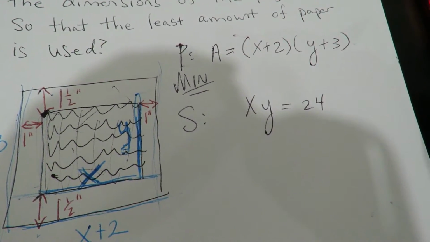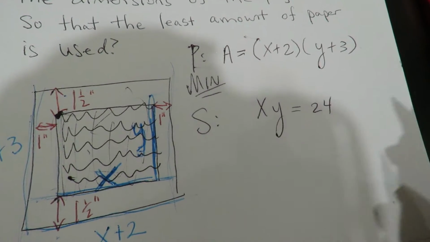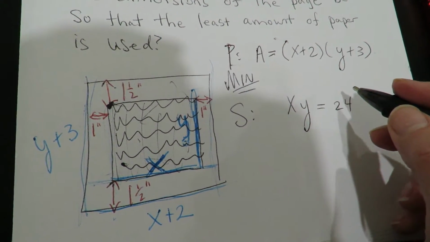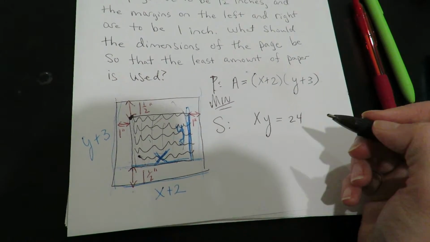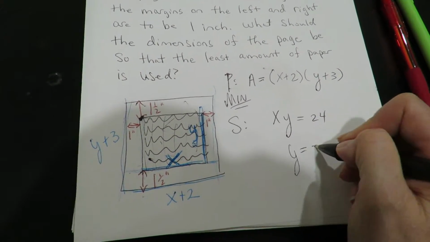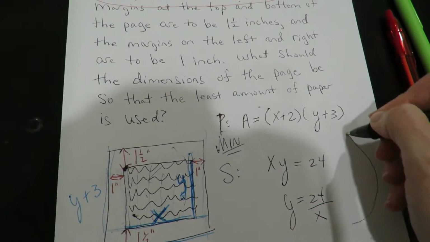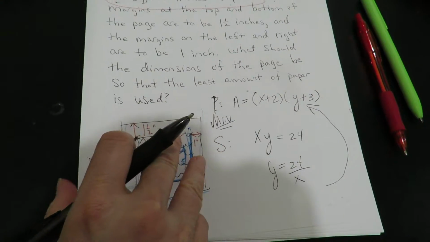All right, so there's the primary and the secondary. Hopefully you remember from before that you have to plug the secondary into the primary. So I'm just going to isolate Y. Y is going to be 24 over X, and I'm going to shove it into the primary.